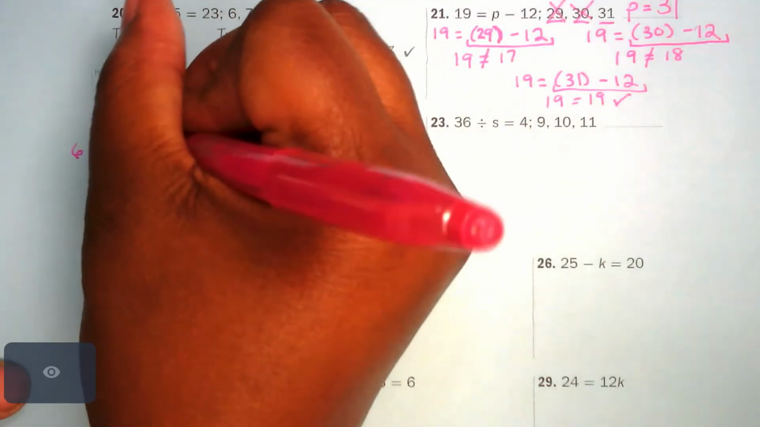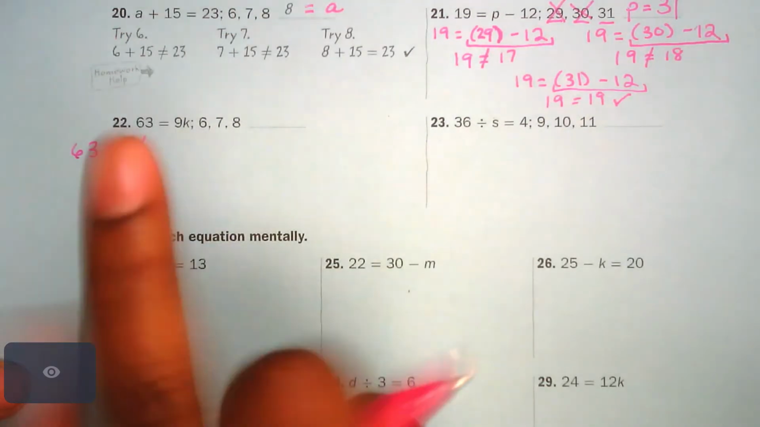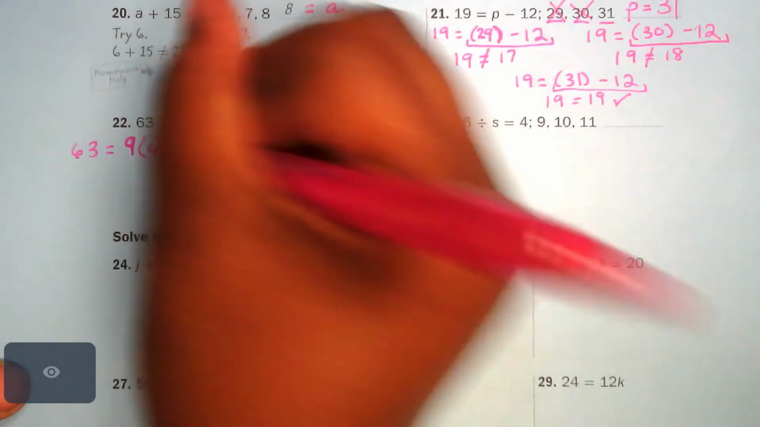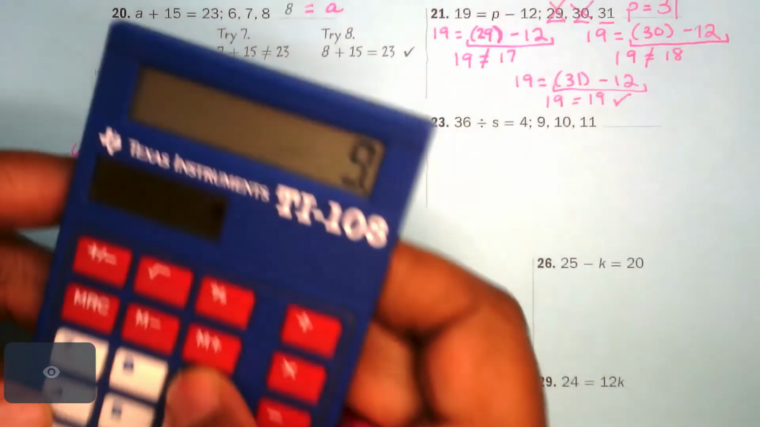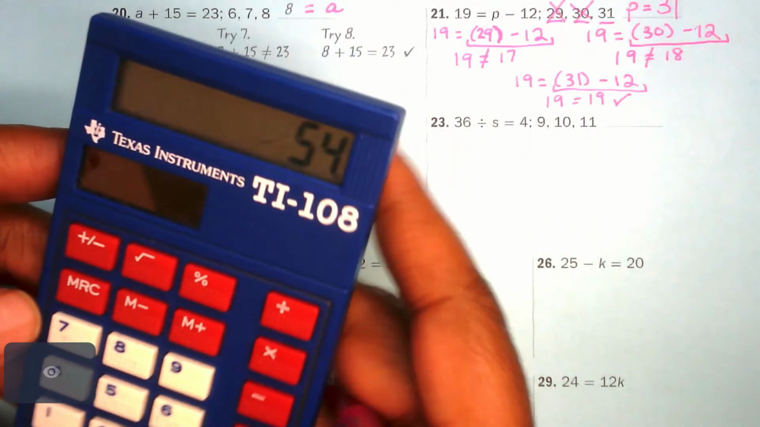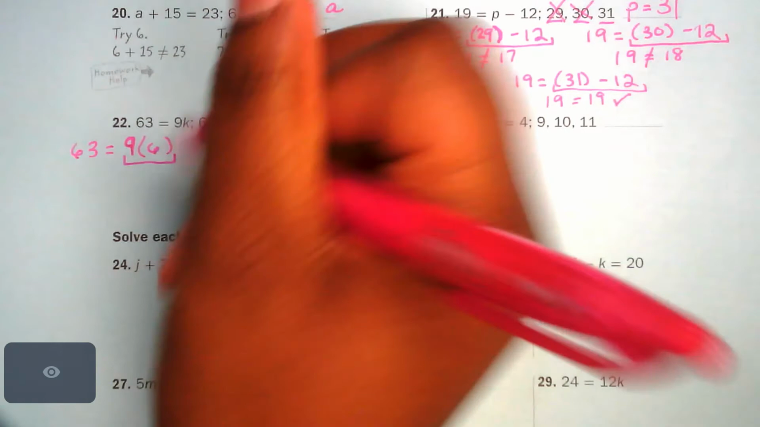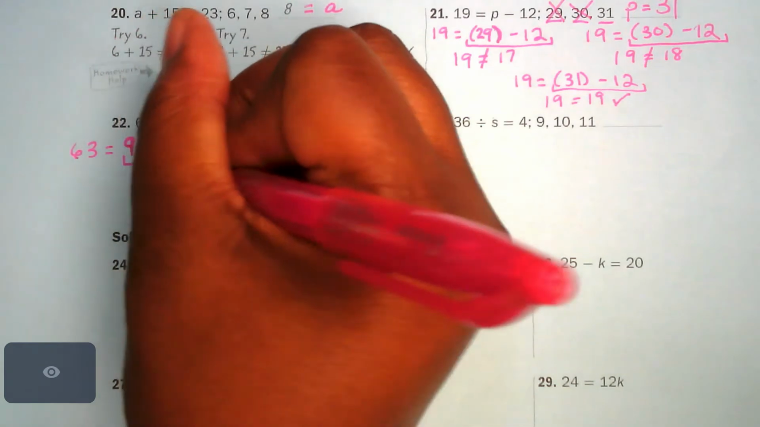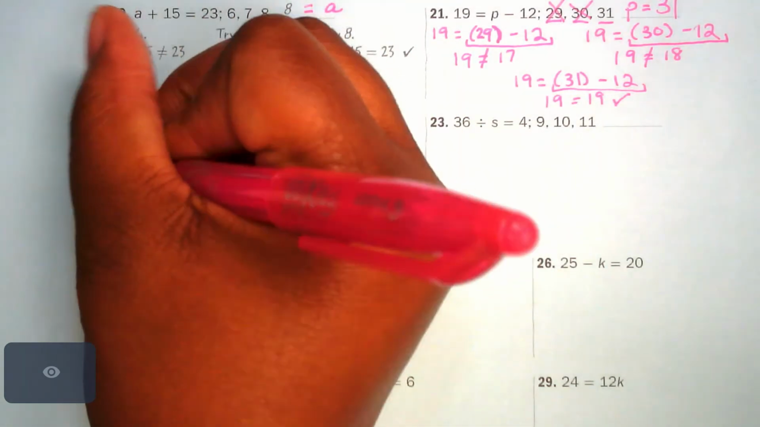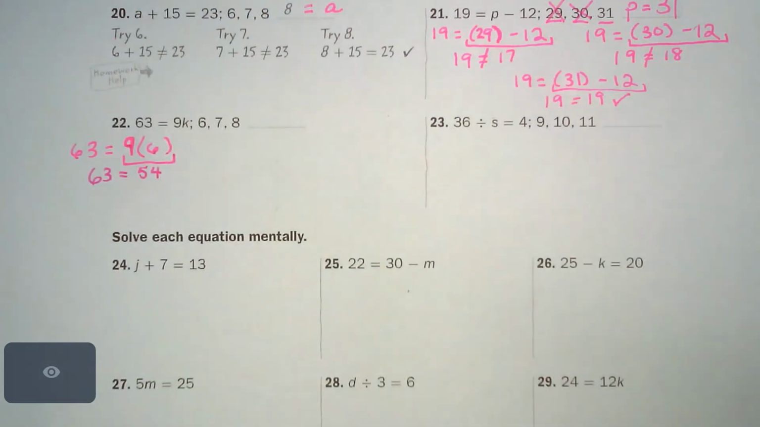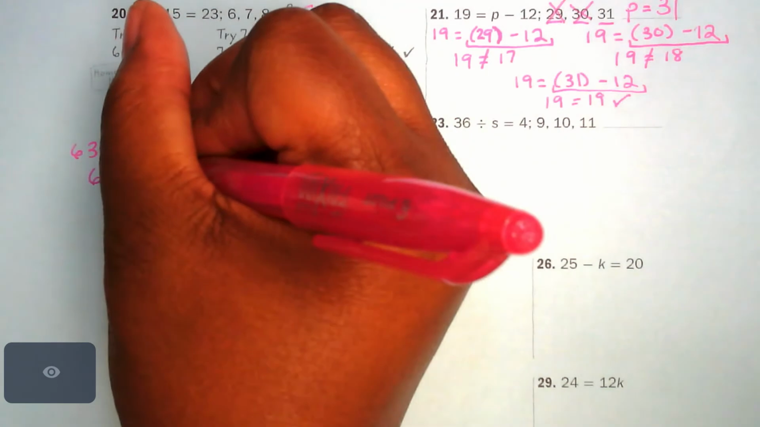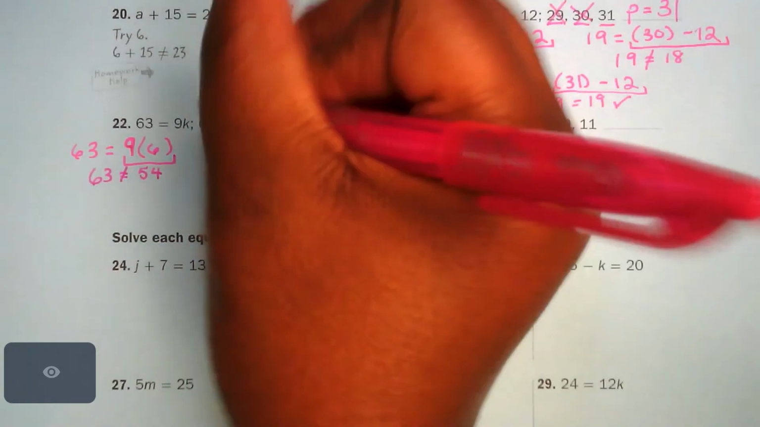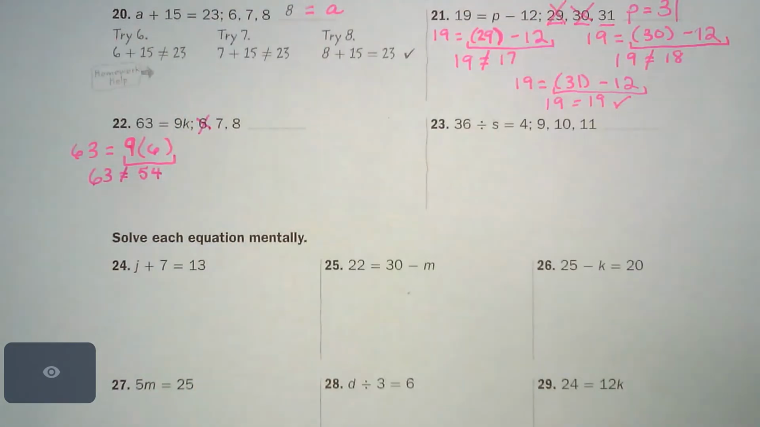We are going to try 6 first. All right, and 9 times 6. This is a simple one, but let's pop it in the calculator. Look what we get, 54. Does 63 equal 54? No. So that's not a solution to make that true.